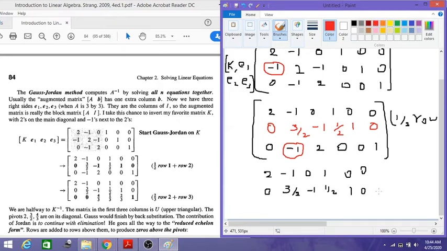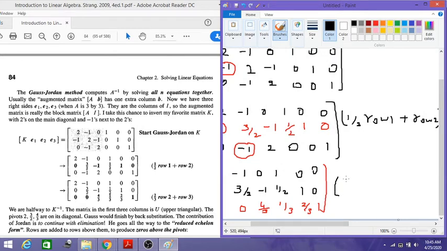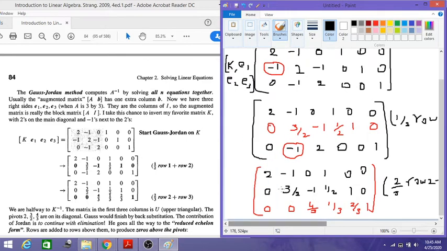Now we'll multiply row 2 by 2 by 3 and add with row 3. What we get here is 0, and this will become 0, and this will become 4 by 3, and this will become 1 by 3, this is 2 by 3, and then here we will get 1. So what we have done is multiplied row 2 by 2 by 3 and added it with row 3. Now if you look, the diagonals are perfect, and below the diagonals all the values are 0. So now it is fine.